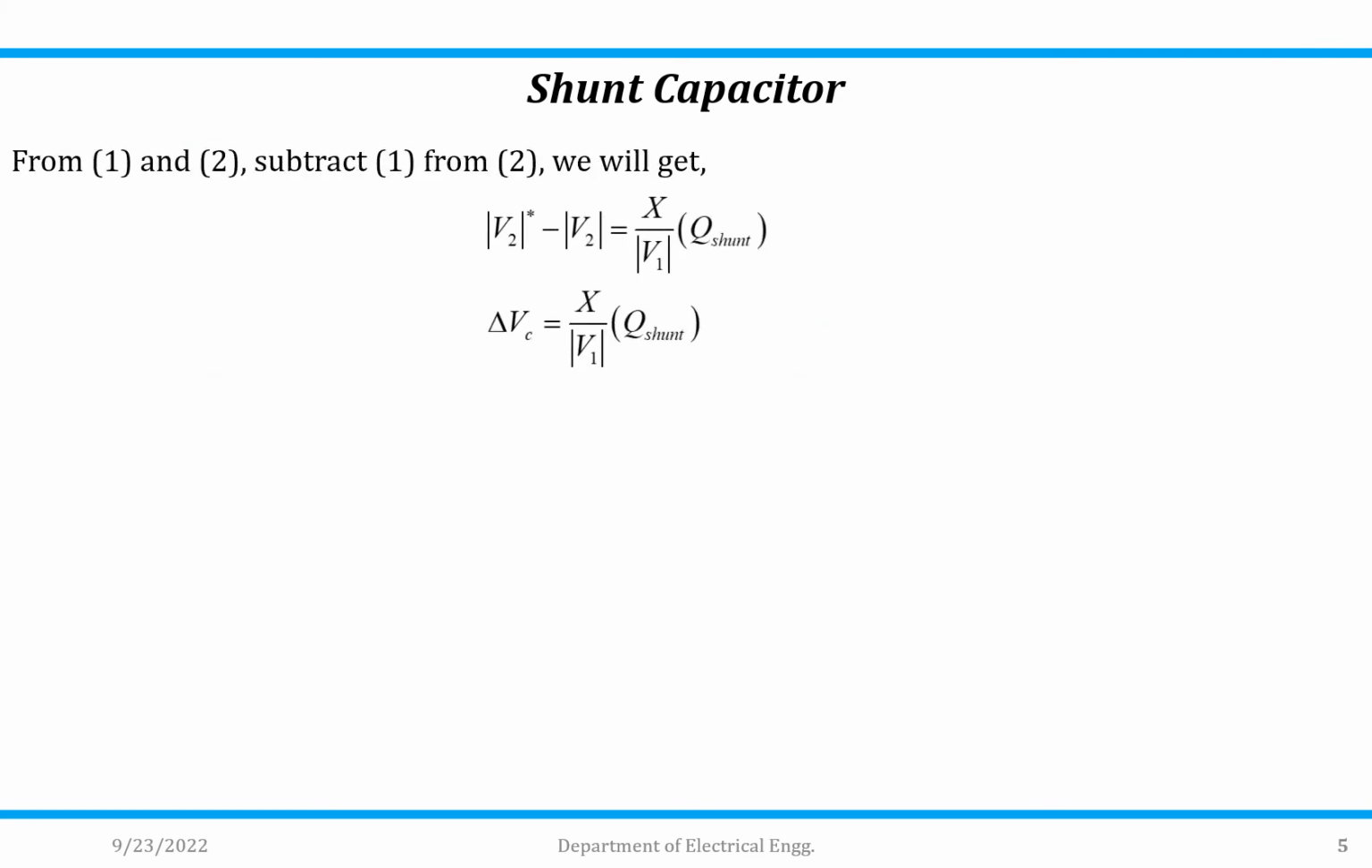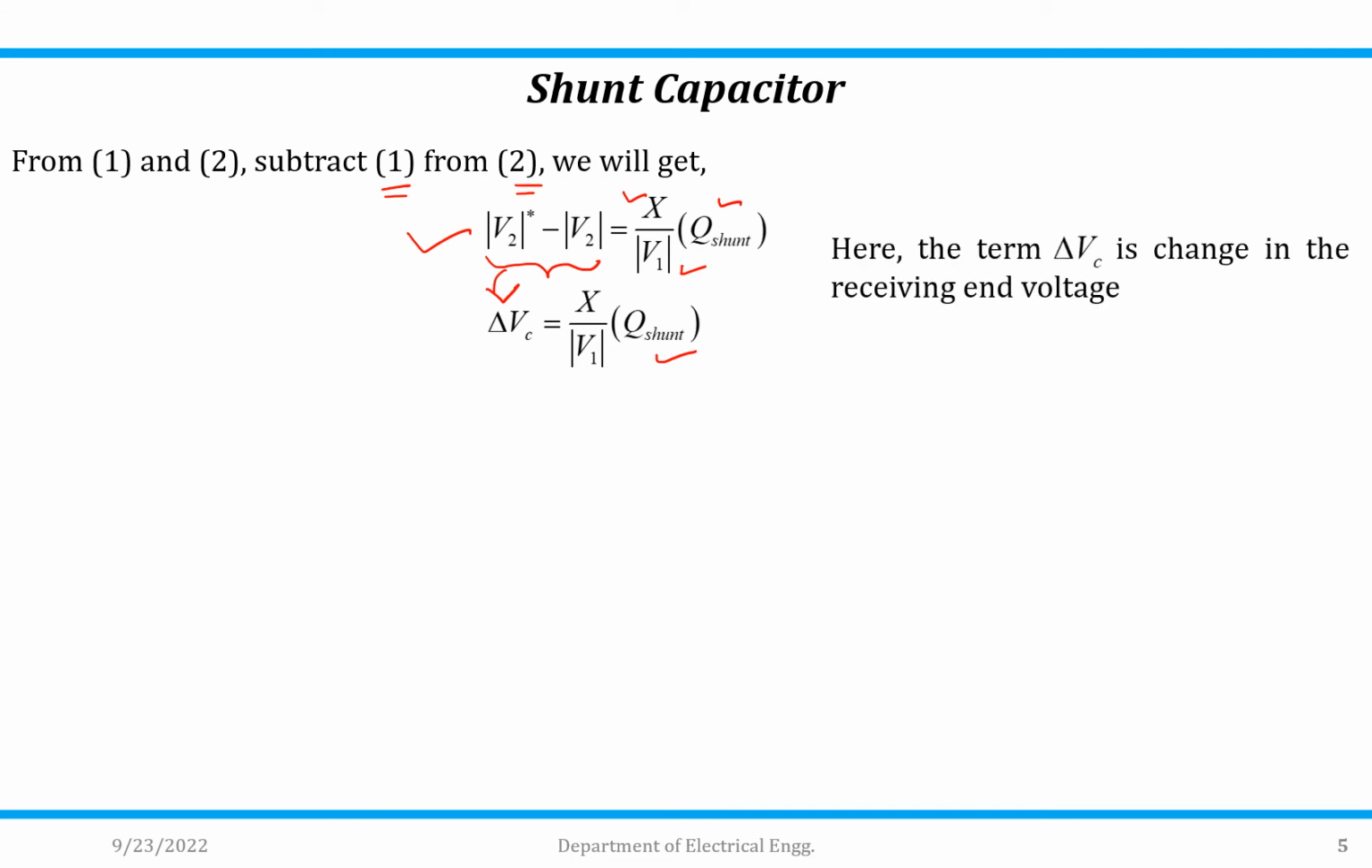Now what happens from equation number 1 and 2? If you compare equation 1 and 2, what do we have to do? We have to subtract equation number 1 from 2. So by subtracting, we will get the equation as V2 star minus V2 equal to X upon V1 into Q shunt. So V2 star minus V2, I can write it as delta Vc, that is the change in the voltage, which is equal to X upon V1 into Q shunt.